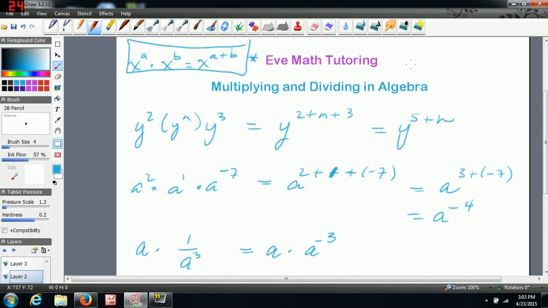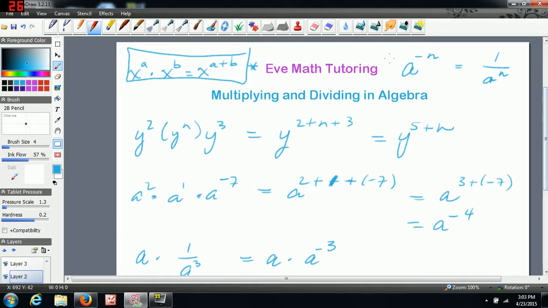That if you have something to the power of negative n, that can be written as 1 over a to the positive n. So if you have 1 over a to the positive n, a fraction in that form, you can rewrite it as a to the negative n, like that.